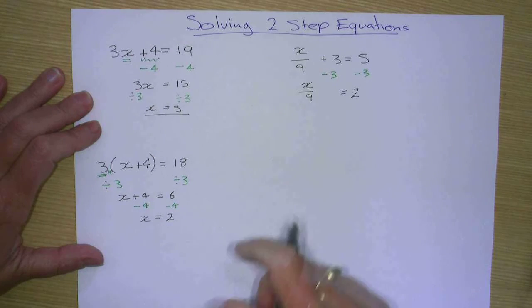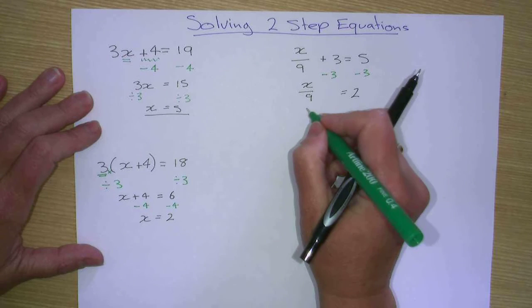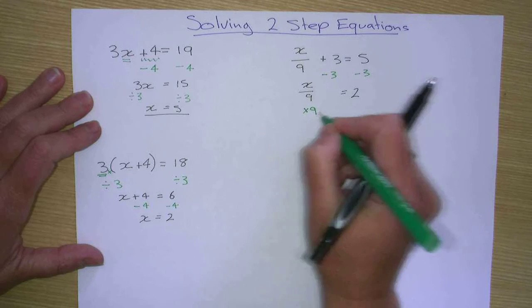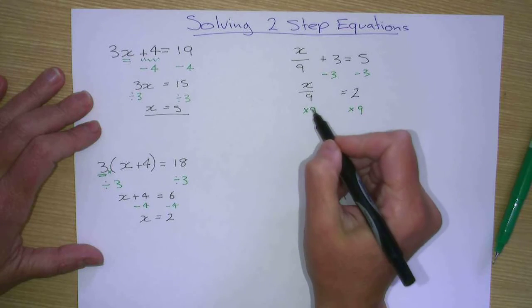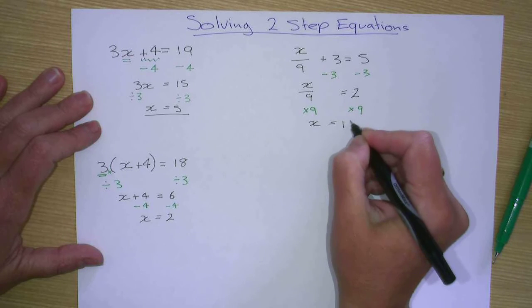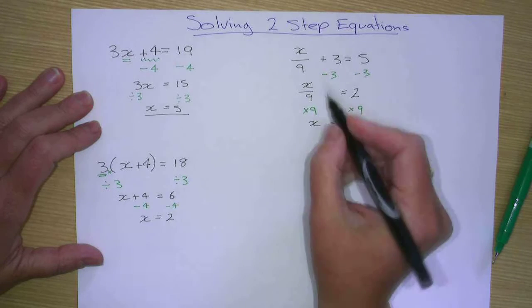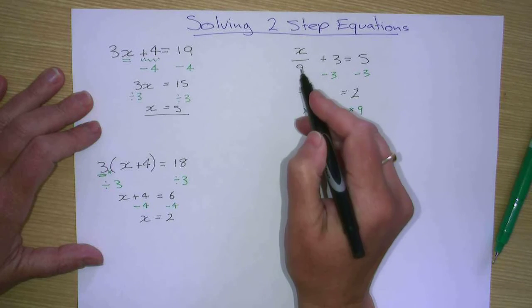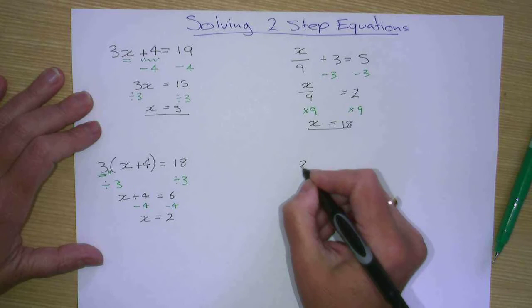Now we've got x divided by 9, so the opposite to divide is times, so we multiply both sides by 9. X divided by 9 times 9 leaves us with x. 2 times 9 is 18. So x is 18. Let's check it. 18 divided by 9 is 2, plus 3 is 5. It's correct.